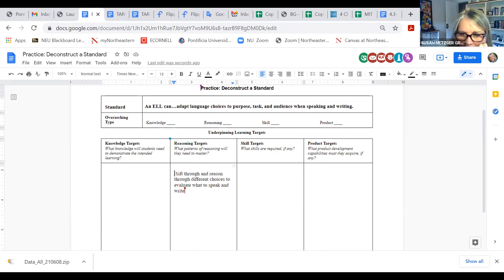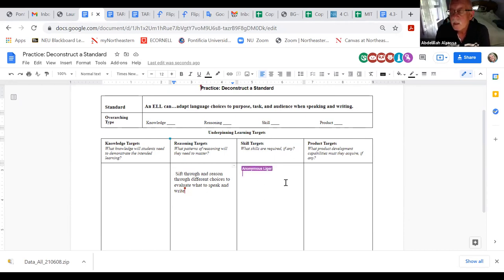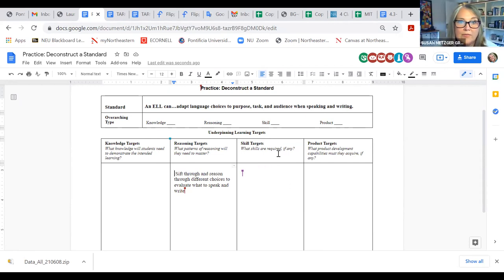And how come? Because they will learn how to adapt language choices for a certain purpose in their speaking and writing. And then they will have to actually do that. They'll have to perform it. They'll have to speak to other people, or they'll have to write it if they're writing notes or letters or things. I would say that at the ultimate level, this is a skill that we want our English language learners to learn and show us that they can do.